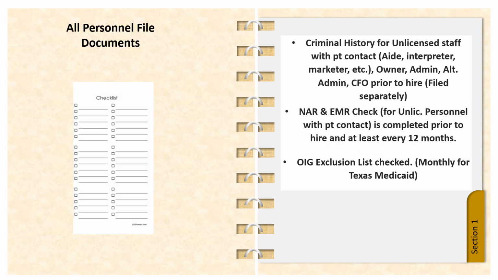Then up front, auditors want to see those background checks. In a separate video, we'll talk about criminal background checks, which should be filed in a separate binder. But I like to have those NARs and EMRs that are supposed to be done initially and every 12 months right up front, and then that initial OIG check right up front. So I like to have those documents directly up front and personal, so when those auditors open that file, whatever they're looking for is right there.